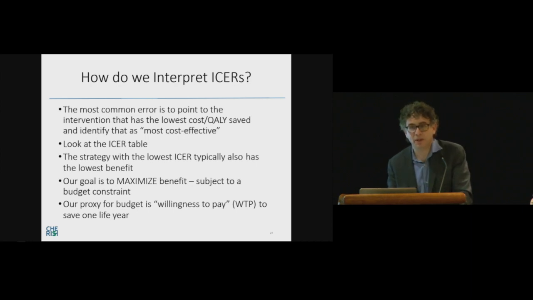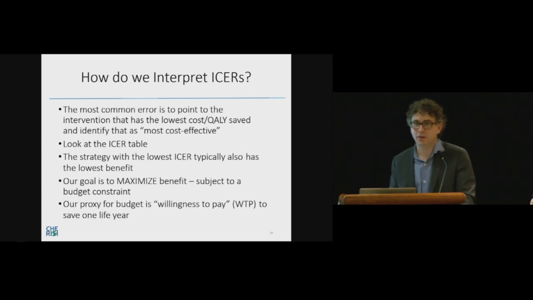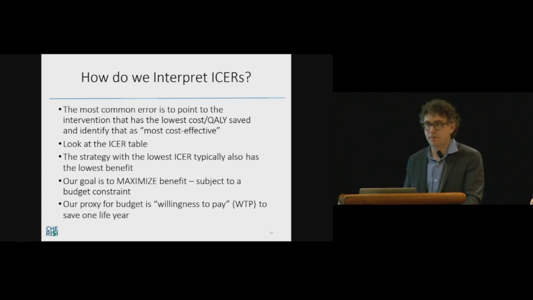So then what do we do with that number, right? The most common error, and hopefully after lecture I can prevent it, is this. Before I put this slide in, when I gave a talk like this, often the most common question was, I don't get it, why don't we go to the table, find the intervention that has the lowest incremental cost effectiveness ratio? Because that's giving us a QALY for the least amount of money, right? And that's what we should do.